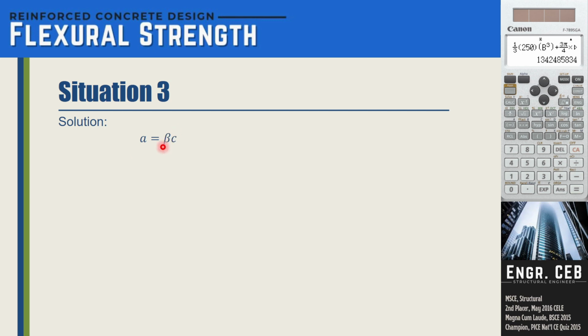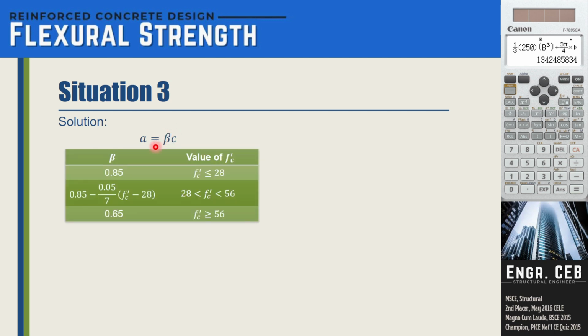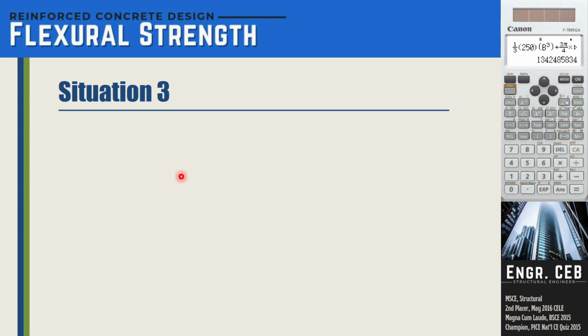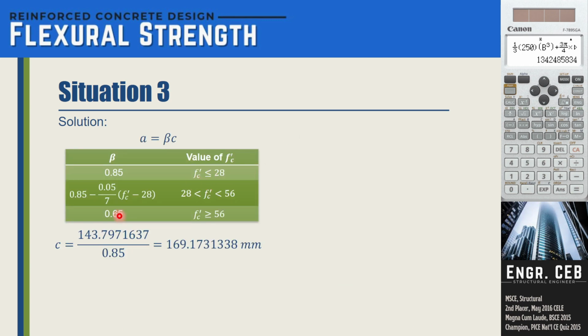So how do we determine the beta? Here is the value of beta based on codes. If Fc prime is less than or equal to 28, that is 0.85. If Fc prime is in between 28 and 56, it is reduced as shown here. And if Fc prime is greater than or equal to 56, the limiting value is 0.65. The value of Fc prime in our problem is 20, so it will fall into this category. So we have c equals 169.173 millimeters.